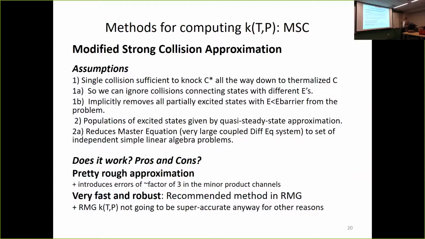Okay, so the modified strong collision approximation, this is the one you're actually going to use the most if you're using RMG. It has some really simple assumptions. One assumption is that if you have a C star, all you need is a single collision to knock it all the way down to stabilized C. So this is kind of, I think, the Lindemann model. Everybody remember the Lindemann model? Lindemann-Hinshelwood, maybe? A long time ago? So that's the model that those guys wrote originally.